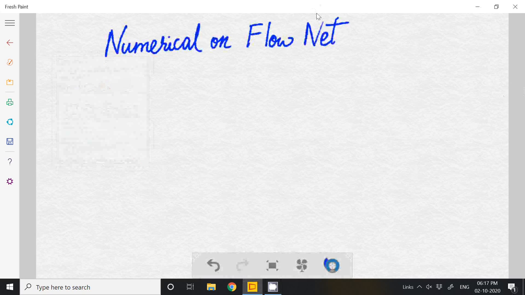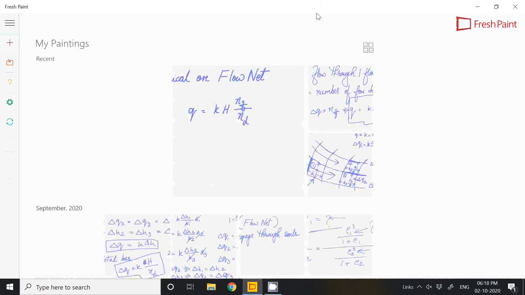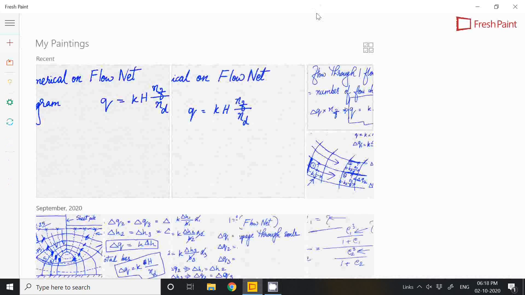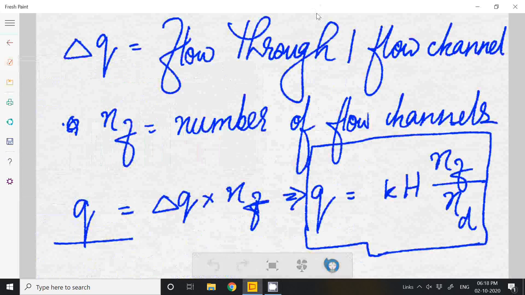So there will be two situations in which you may have to do a numerical. First situation will be such that the diagram will be given to you, and you have to find out the q value. So what was the q value? Q is equal to K H Nf by Nd, isn't it? This we have already discussed in the previous video, so please go through it.